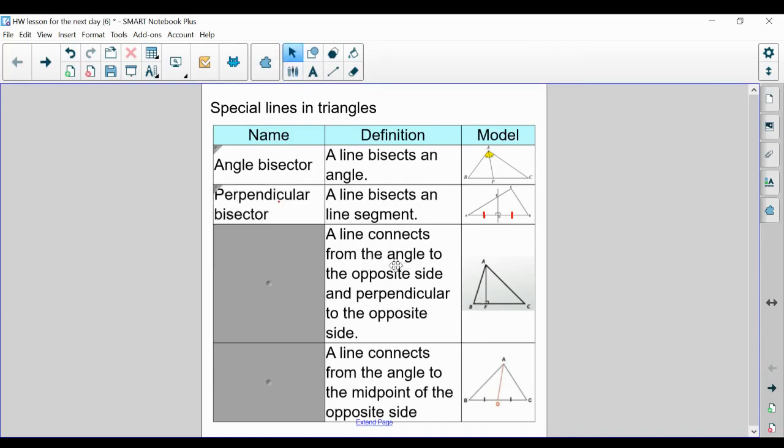Number 3 is a line connected from the angle to the opposite side and makes it perpendicular to the other side. So once again, perpendicular means make a 90-degree angle. And you see this little box over there. I hope you see it right here. That means perpendicular, right angle, and connected to the opposite angle. That means AF is altitude. How tall is the triangle?